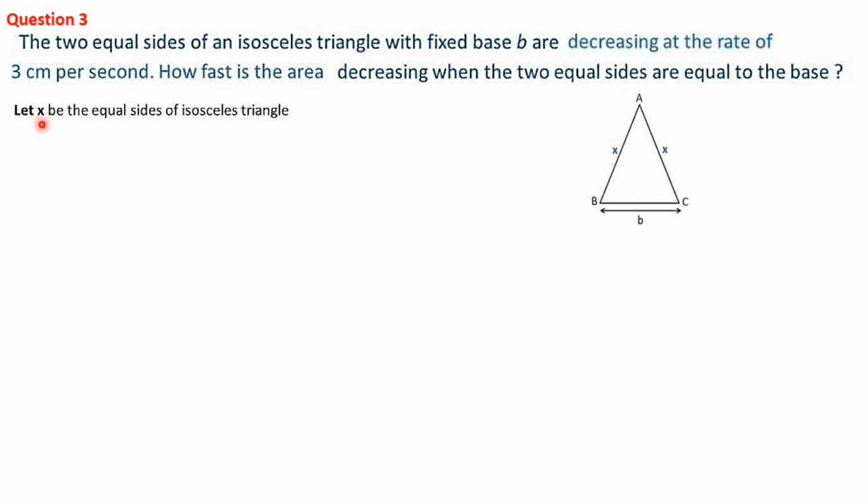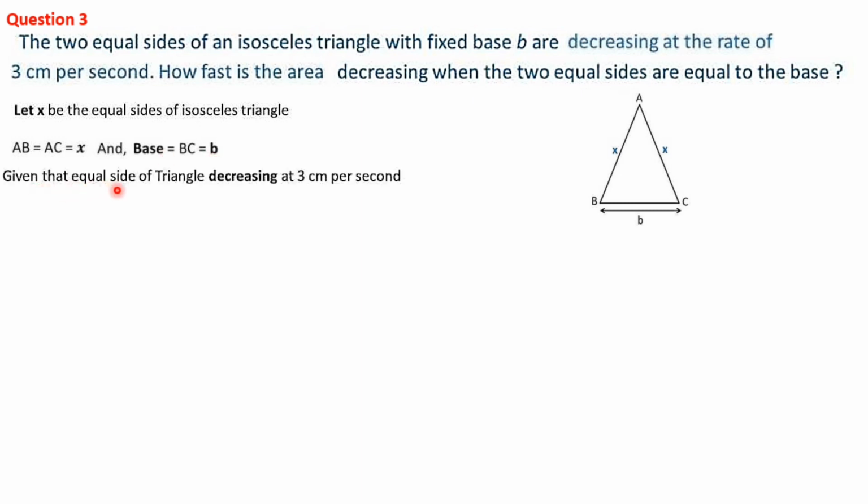So here let x be the equal sides of an isosceles triangle. AB is equal to AC is equal to x. These are all we have discussed. And BC, the base, is a fixed constant b. Given that the equal sides of the triangle are decreasing at 3 cm per second, as we have discussed before, dx by dt is minus 3 cm per second. We need to find out the area, means dA by dt we need. dA by dt at x is equal to b only we have to calculate.